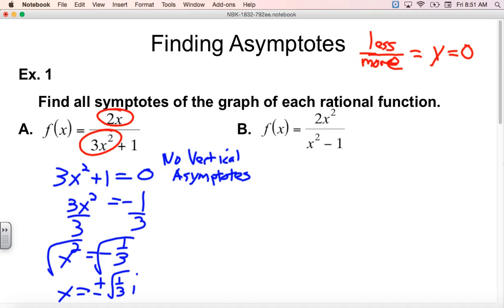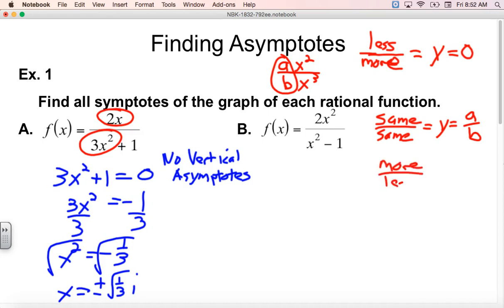Now if they're the same, so the top is the same degree as the bottom, then your horizontal asymptote is going to be your lead coefficients. So whatever A over B is, where A is the lead coefficient on the top, and B is the lead coefficient on the bottom. You just write that as the fraction, and that's going to give you the horizontal asymptote of your function. If the top is a higher degree than the bottom, then you have no horizontal asymptotes. So there's none. Those are the 3 situations that you need to be aware of.